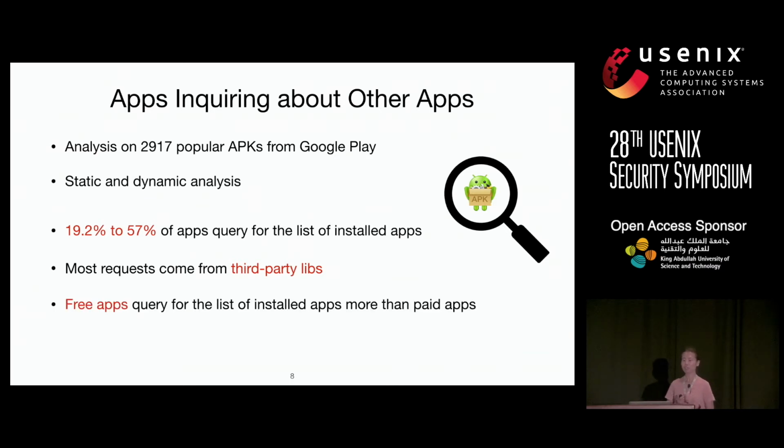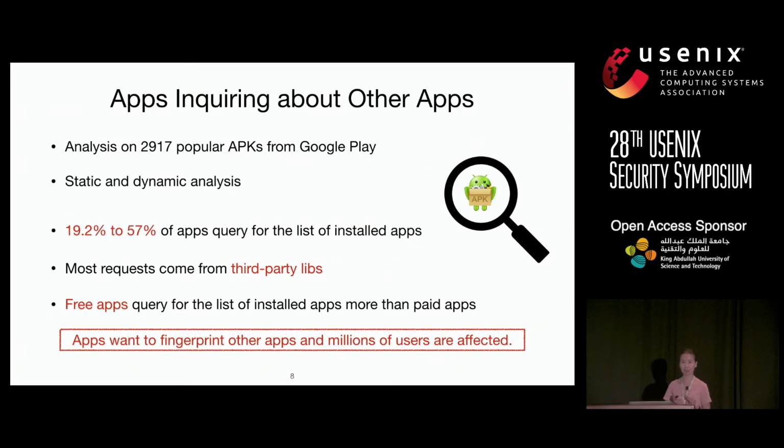Our analysis on a small sample of paid apps shows that paid apps are less likely to query for the list of installed apps compared to free apps, probably because they rely less on third-party libraries due to a different business model. So I would like to emphasize the fact that our analysis was done on popular apps with millions of installations, and therefore we can say that the problem of apps fingerprinting other apps affects a significant number of users.